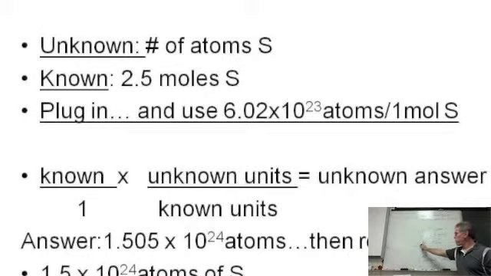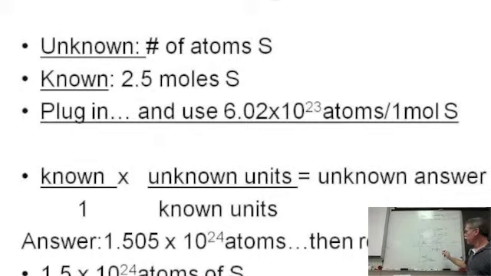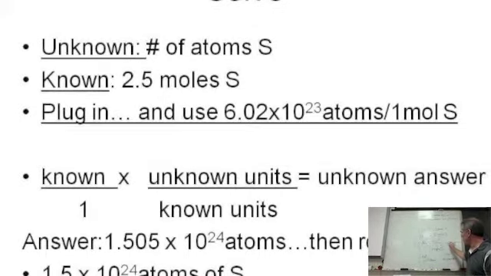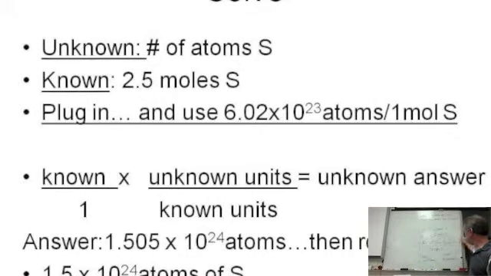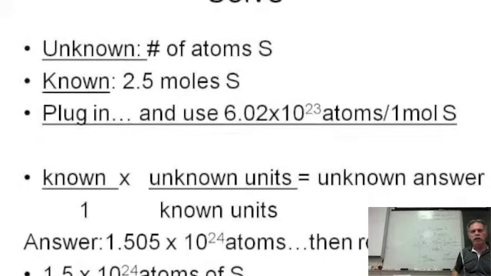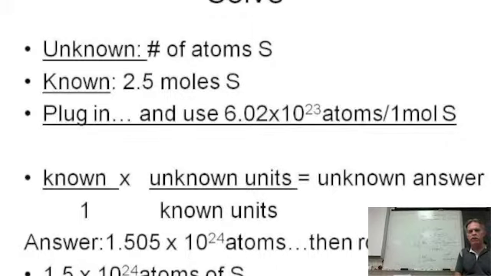So 2.5 times 6.02 times 10 to the 23rd. And when we do the math on that, I believe it comes up 1.505 times 10 to the 24th. We round that to 1.5 times 10 to the 24th atoms. That's our answer. 2 significant digits because we started with 2. There you go. That's the dimensional analysis method. And we're going to be using this in this chapter over and over and over. It's very important you get it down.